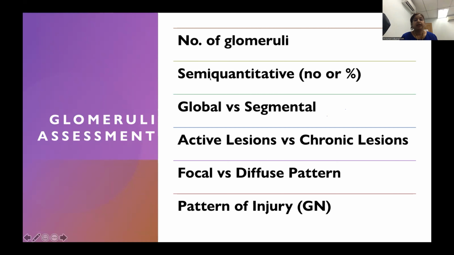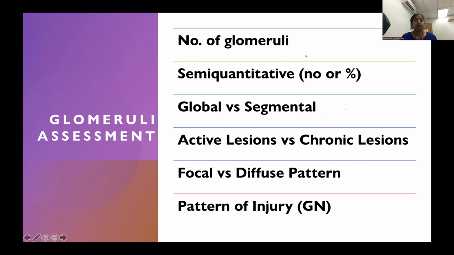Okay, and other things that you see, you are going to assess semi-quantitatively. Renal pathologists love to count everything we see. We enjoy counting, so never forget your calculator with you. Okay, so semi-quantitative findings, either you keep it in numbers like 3 out of 12, 3 out of 20, or you give a percentage. Okay, like 30% of focal lesion of this, 30% of that, that kind of thing.